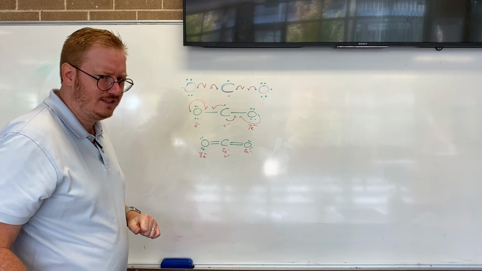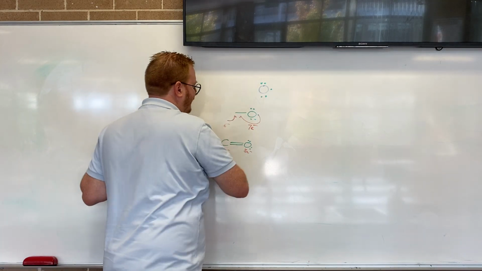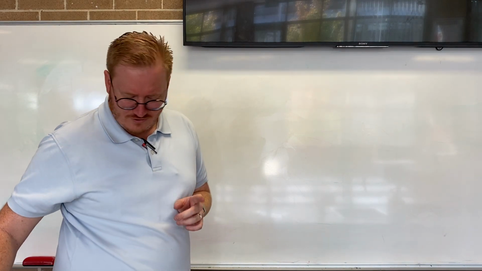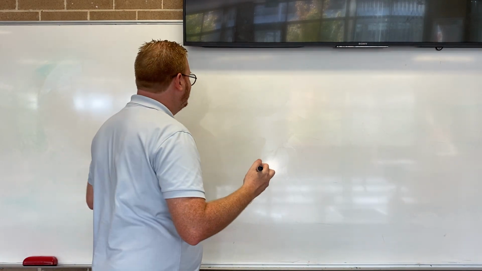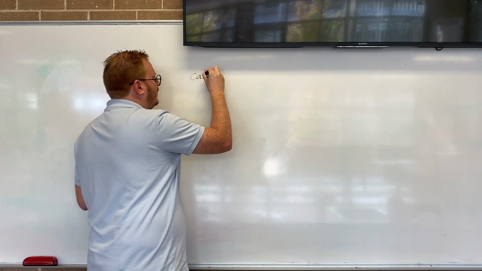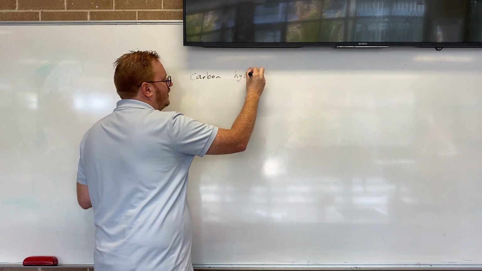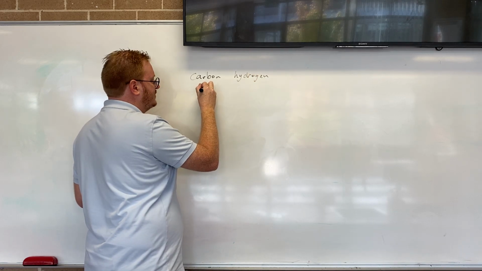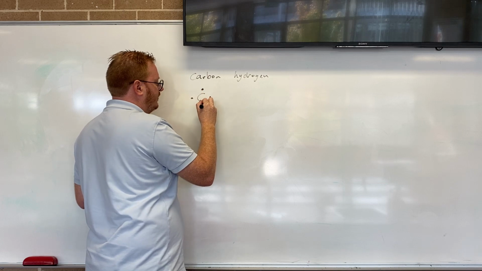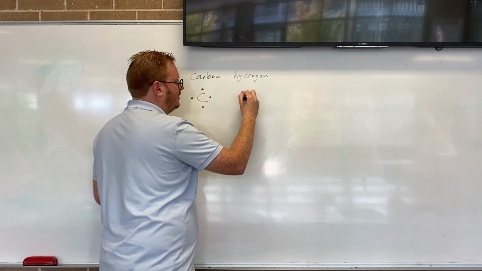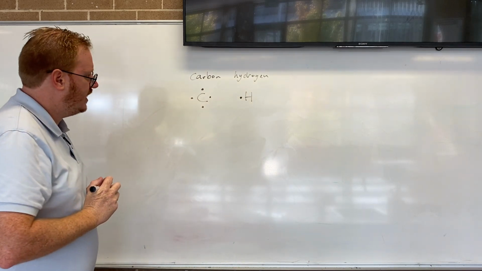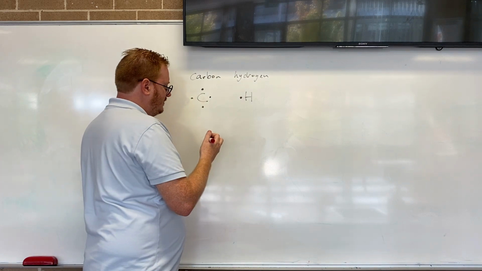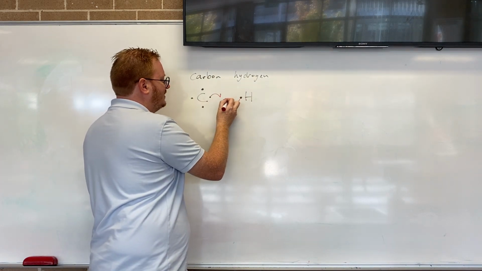Alright, let's do another. What formula could you expect from carbon and hydrogen bonding? Carbon, 4 valence electrons. 1, 2, 3, 4. Hydrogen, 1 valence electron. 1. Both nonmetals, they're going to form a covalent bond between them. So 1 electron to form a bond.